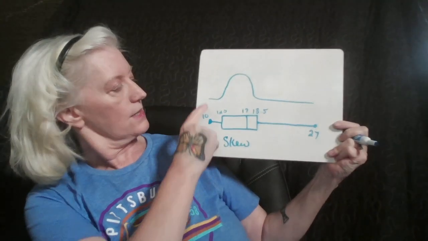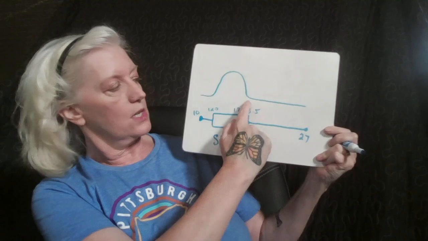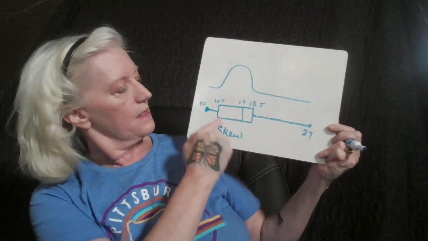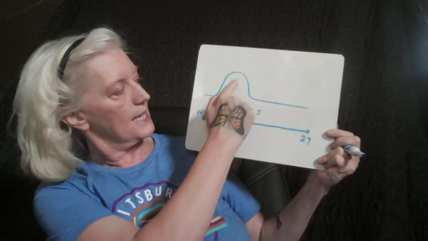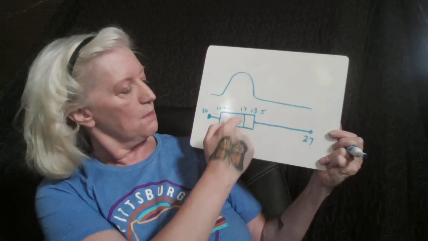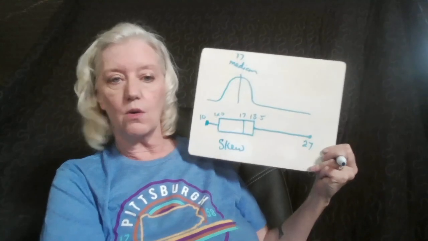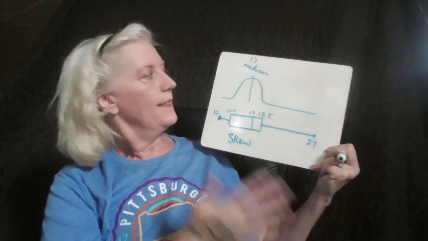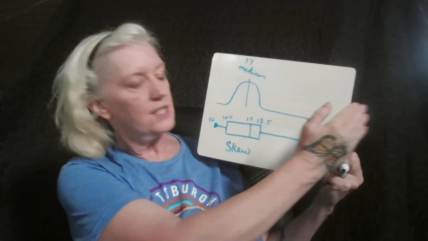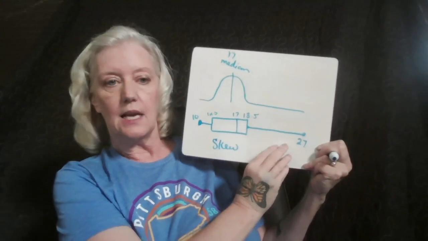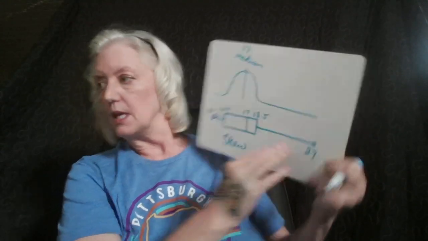This little whisker is this little tail. This long whisker is this long tail. The majority, 50% of the data, from here to here is in here. Our median is at 17. And we know that somehow there was a mean that was bigger than 17 that pulled some of this data this way, making it skewed to the right.